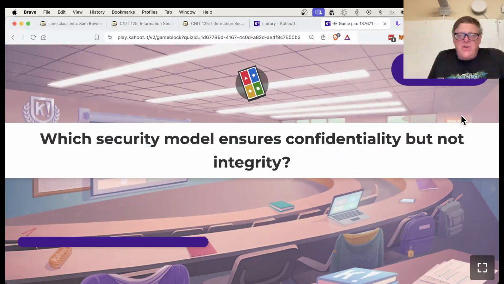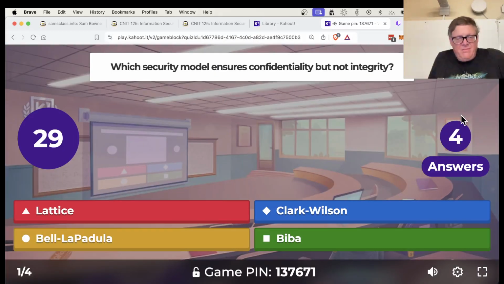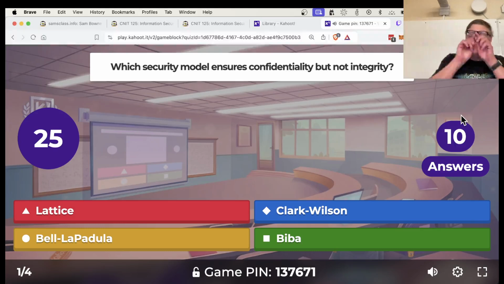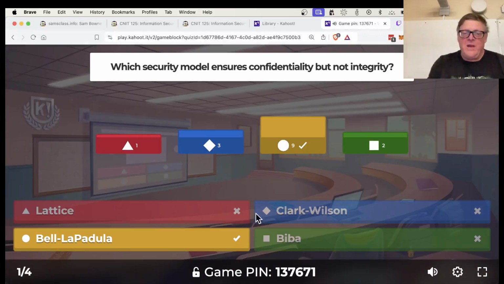All right, so which security model gives you confidentiality but not integrity? Yep, the Bell one. First one in alphabetical order. That was the one that gives you confidentiality, but he didn't think about integrity at that time.